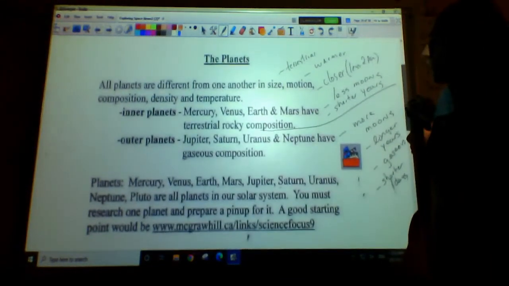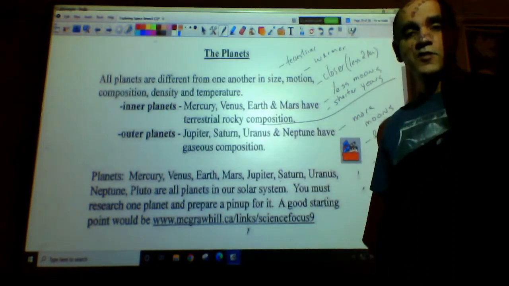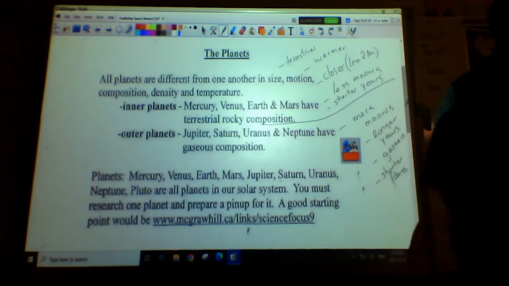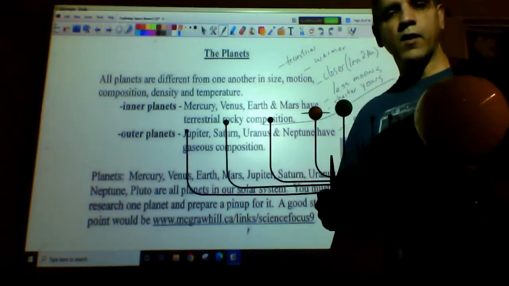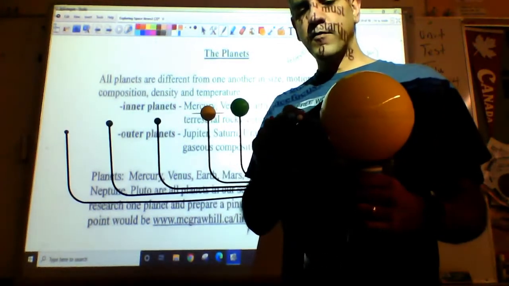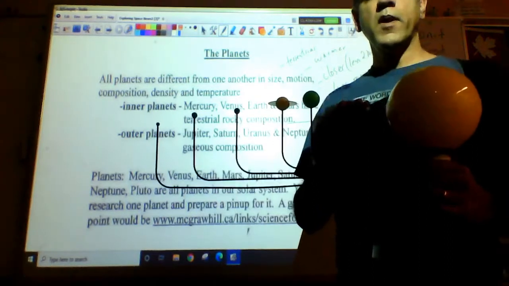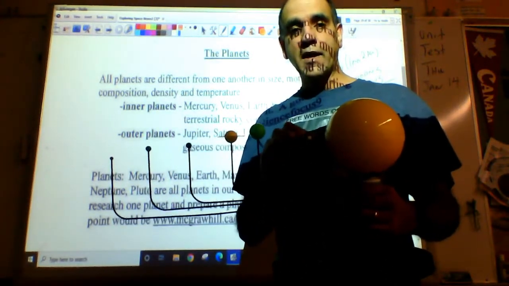Planets, it's important to know, they're all different from each other. They're different in size, motion, composition, density, temperature. The inner planets are the first 4. Okay, and so you by now know the first 4: Mercury, Venus, Earth, Mars. Okay, those are the first ones. They're all terrestrial. They're all rocky, so you can land on these and go and explore.